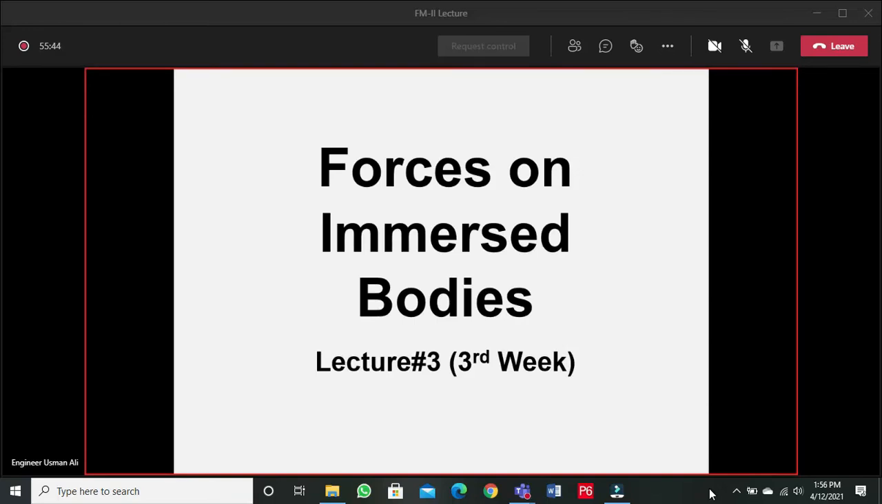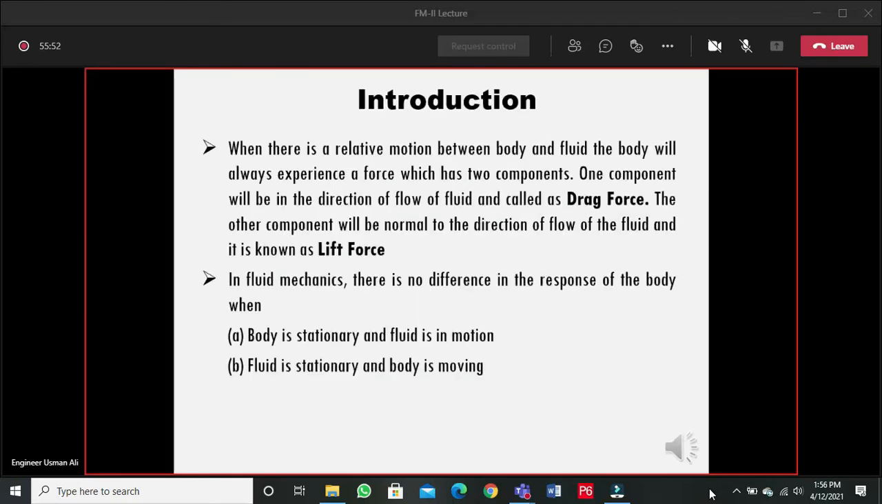So forces on immersed bodies means when a body is moving in a fluid and the body is fully immersed, what forces the fluid will exert on it, whether the body is at rest and the fluid is moving, or the fluid is at rest and the body is moving.